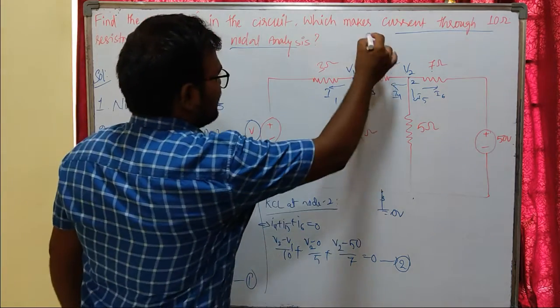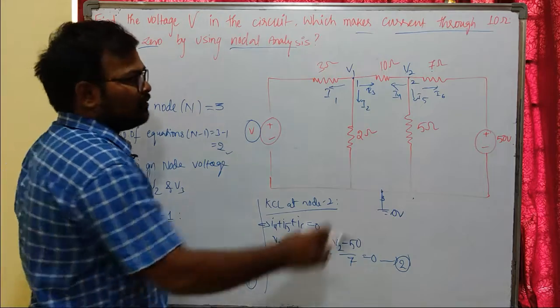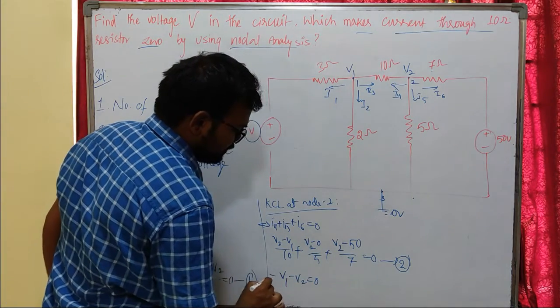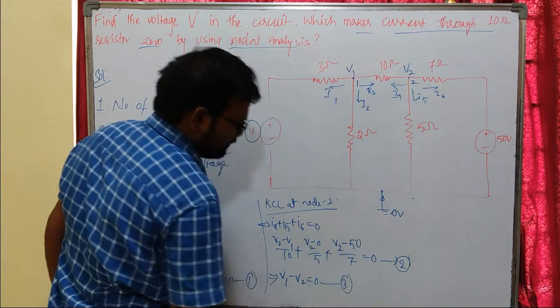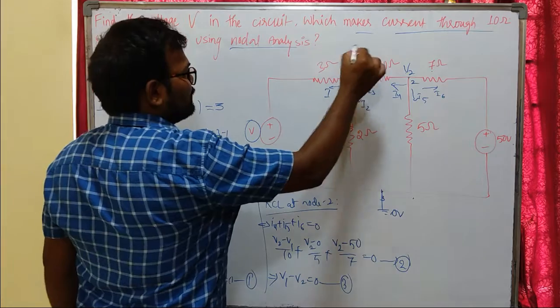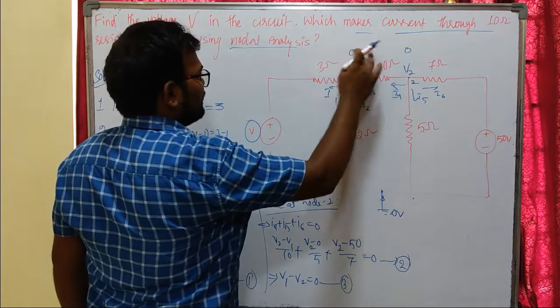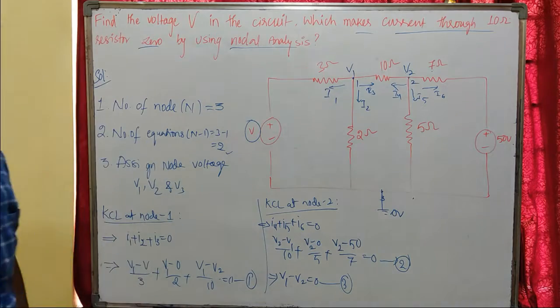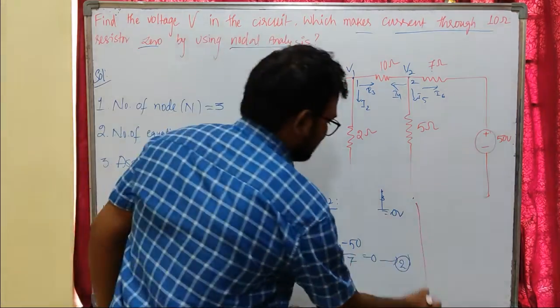nothing but, by the given condition, the current through the 10 ohm resistor will only be 0 when V1 minus V2 is equal to 0. This is the only condition when the current through this resistor will be 0, or there is another condition, whenever there is no potential difference across either side of the element. That is also another condition. So we have three equations here. You can solve these three equations and you are going to get the answers.